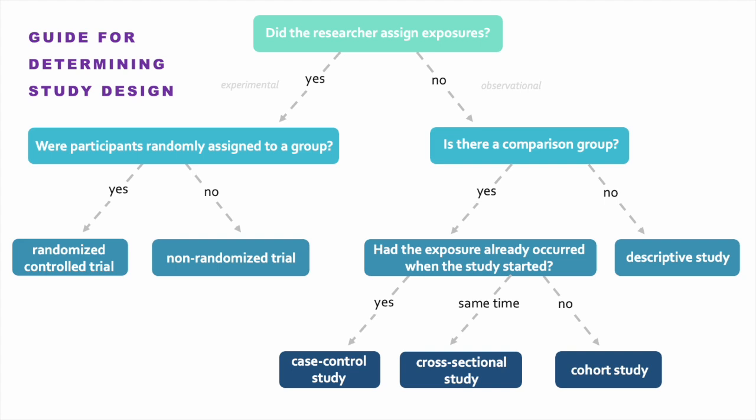So your first step is to ask, did the researcher assign exposures? If the researcher assigned people to the treatment group, then ask if they were randomly assigned.